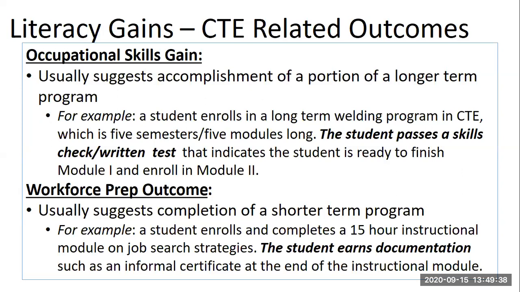Occupational skills gain is the one we use when the student accomplishes a portion of a longer-term program. Workforce prep milestone is for full completion of a shorter-term program. So for occupational skills gain, here's the example. We have a welding student in a five-module, five-semester-long program. They finish the first semester. They complete some sort of skills check or written test to show they're good to go. They're ready to move on and start the second module or second semester. So they're moving on to module two. That's an excellent example of an occupational skills gain.